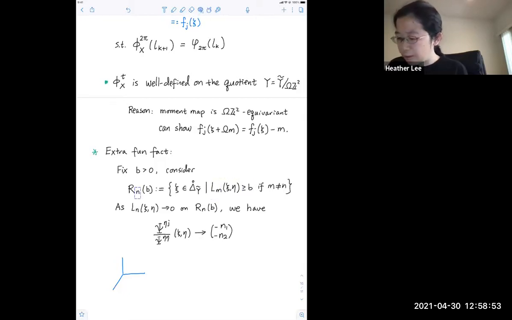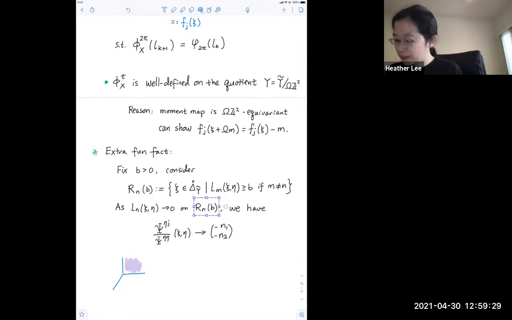So we fix a facet n. Let's suppose we fix this facet n, and we fix a positive number B, and then we let this Ln be the defining equation for this facet. It's just a linear equation that defines this facet. And suppose we let Ln go to 0 on this region. So Ln equals 0 is this facet. So we are going towards this facet, but in this region.